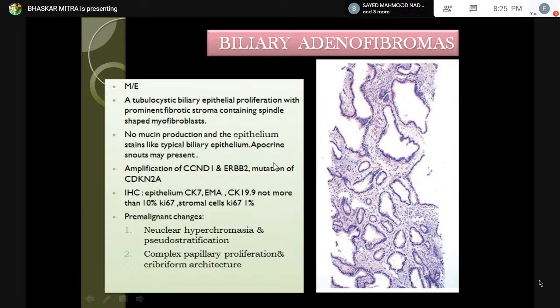They are typically biliary epithelium. Apocrine changes may be present there. There is an amplification of CCND1 and ERBB2 mutation in this. This duct epithelium shows biliary type of phenotype, like CK7, EMA and CK19 positivity. They are usually benign, but sometimes they show increased nuclear hyperchromasia and pseudostratification, and may show complex papillary proliferation or cribriform architecture in different areas.